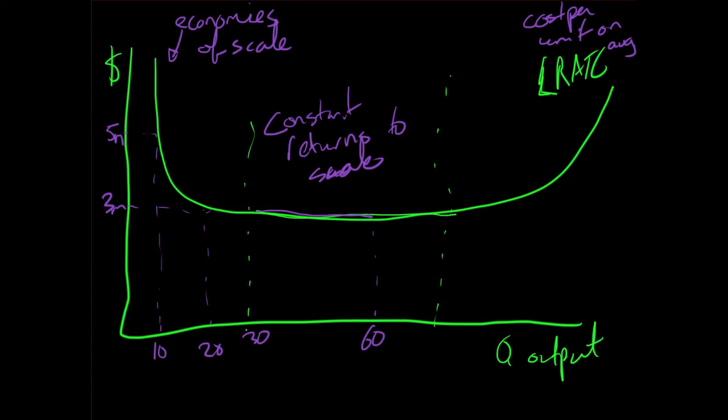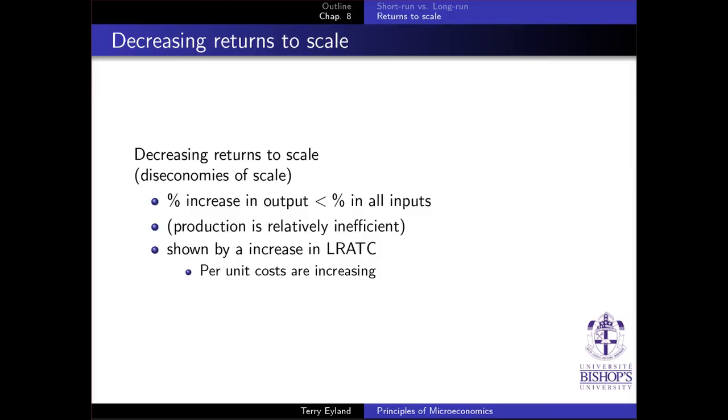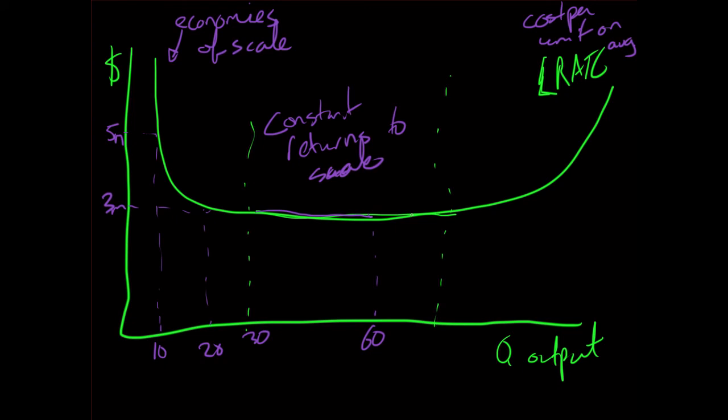The last one for some is the hardest to understand. That's our decreasing returns to scale, which is we increase inputs by a certain percentage and output does not follow. And in reality, what's going on here is that the per unit costs are going up. So these costs are going up. The more output I produce, the higher the costs. So this is diseconomies of scale or decreasing returns to scale.